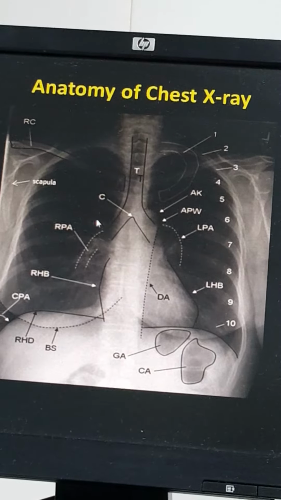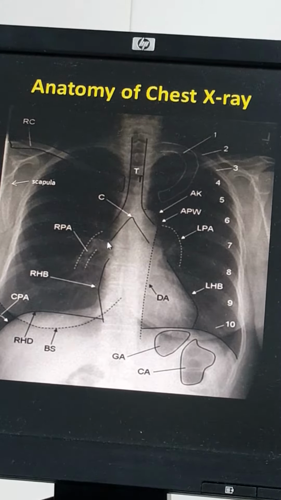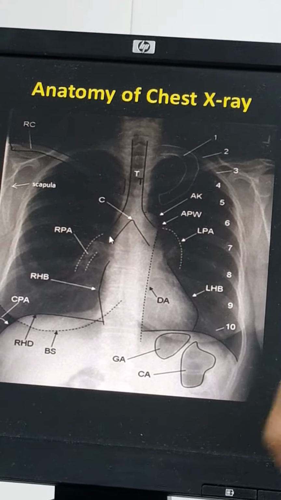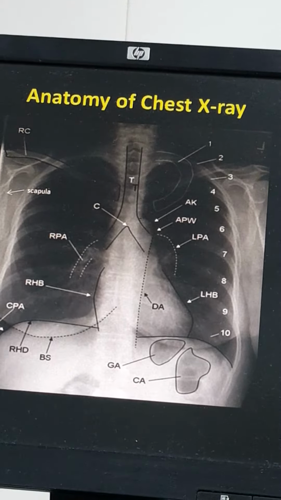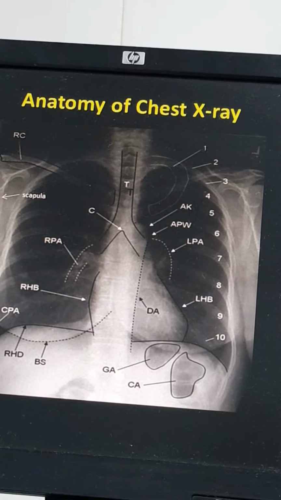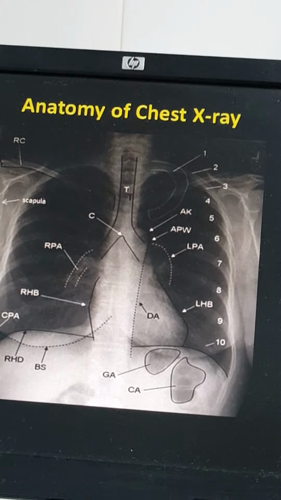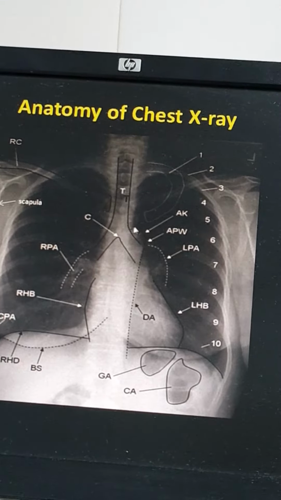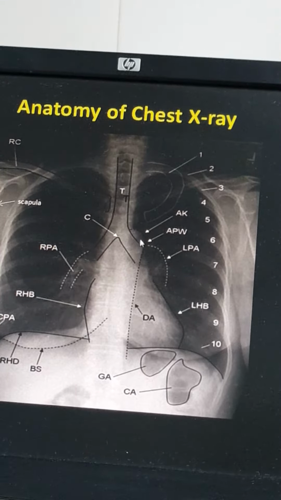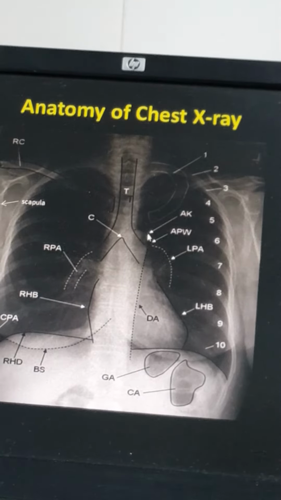Then we come to the aortic knuckle. Aorta starts on the right side. When it starts on the right side, this lies anteriorly. Then the arch of aorta, and it goes posteriorly to the descending aorta. And where it goes to the descending aorta, that component is called the aortic knuckle. So this is the aortic knuckle.